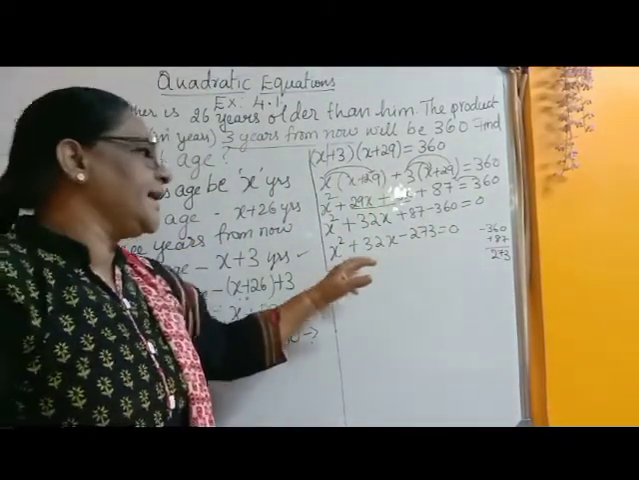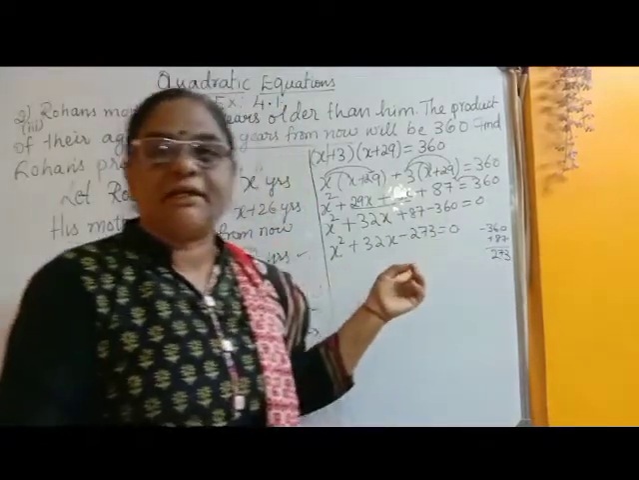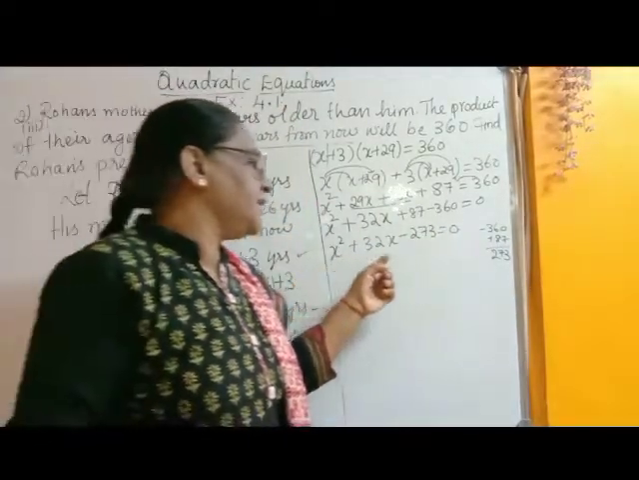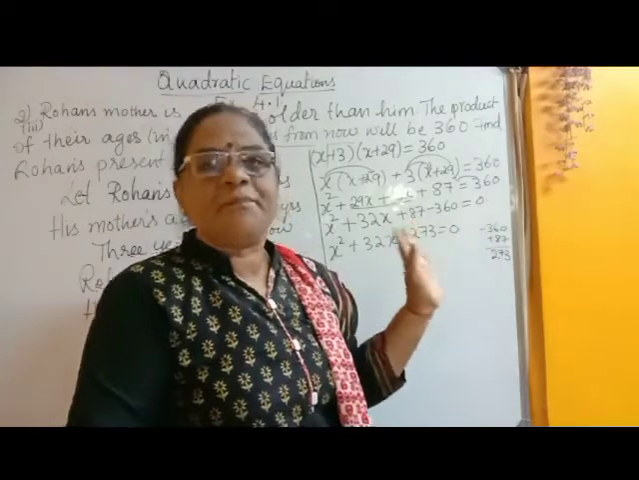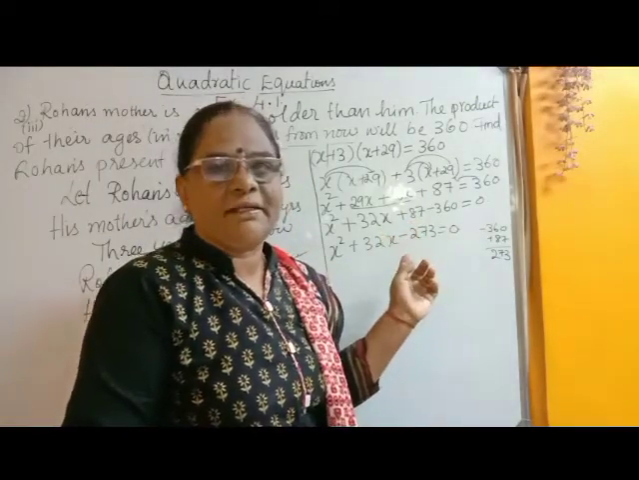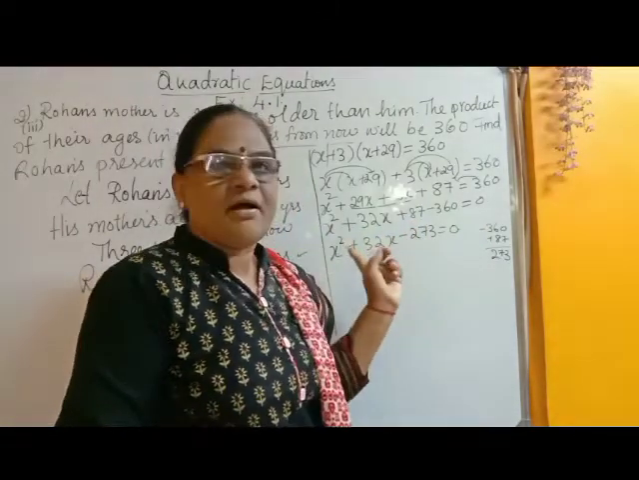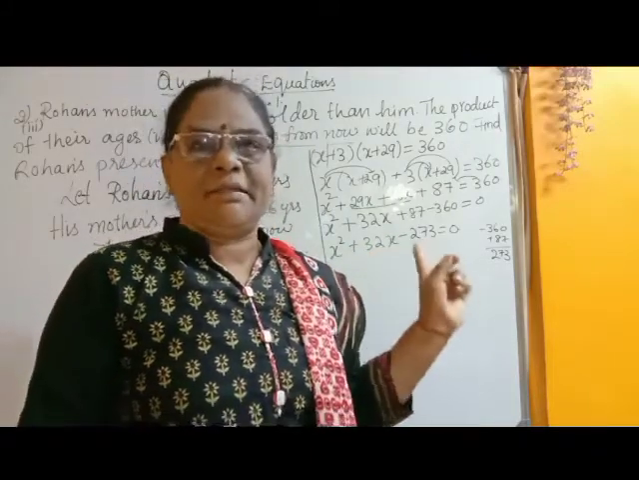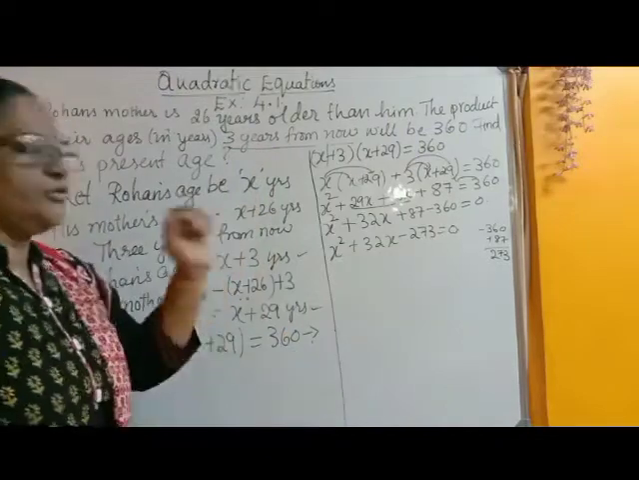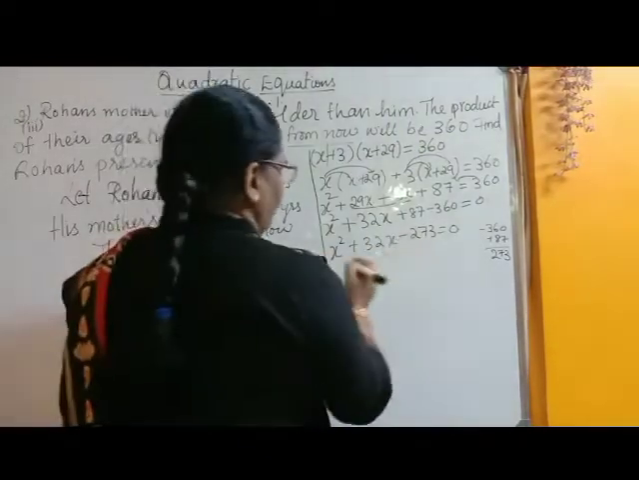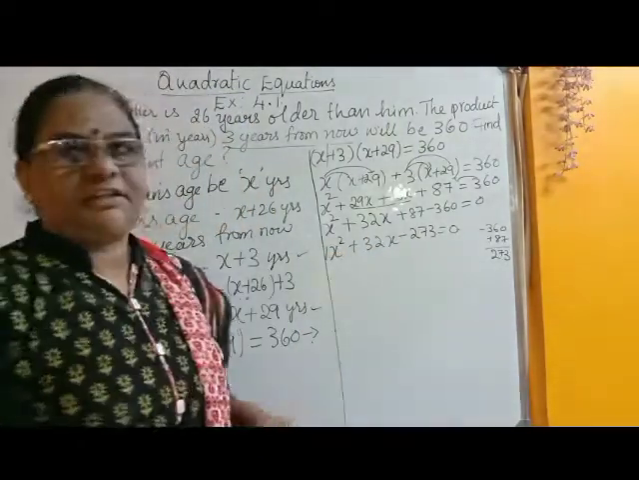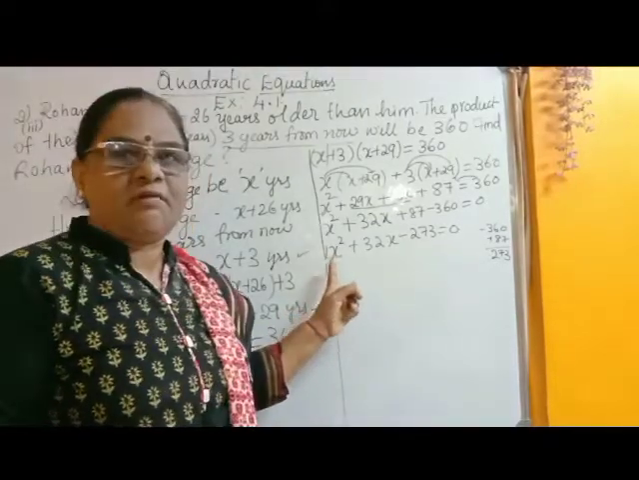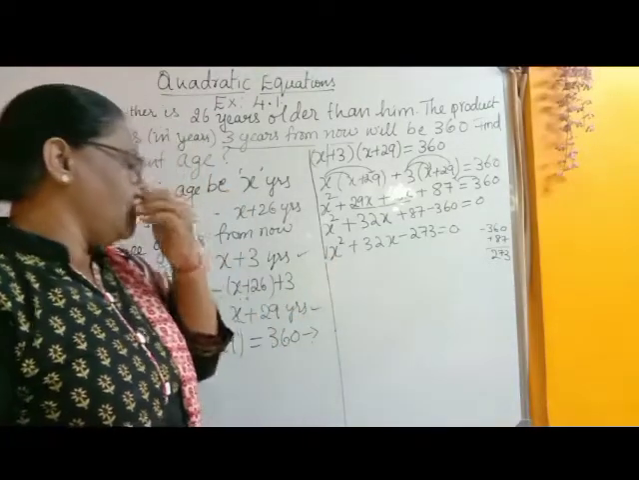Now this is exactly in the form of a quadratic equation, and you have to find the values of x by using factorization method. Let me find out by using factorization method. I told you, whenever you do factorization, the value of a should always be equal to 1. It is 1 here only.